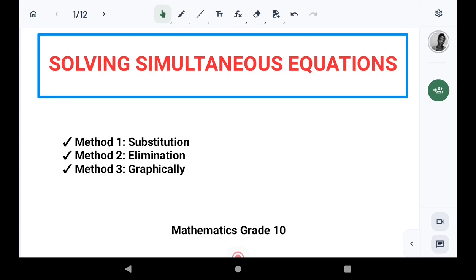Simultaneous equations are equations that require you to solve for more than one variable at the same time. In other words, instead of just solving for x or solving for y on its own, you solve for x and y, or z and w, and so on. There are three methods of solving simultaneous equations. The first method is substitution, the second is elimination, and the third is solving graphically. We're going to look at all these methods in detail in this video, so let's start.